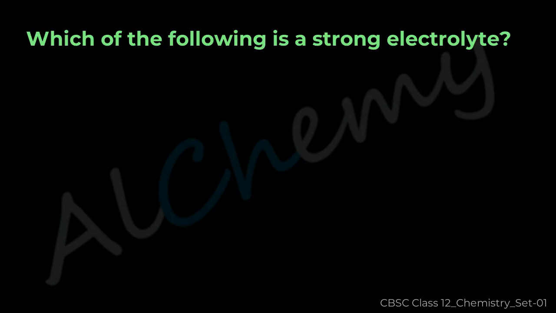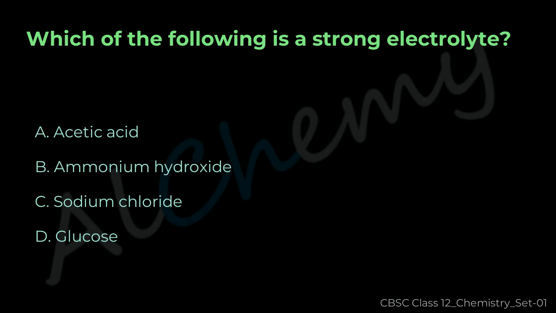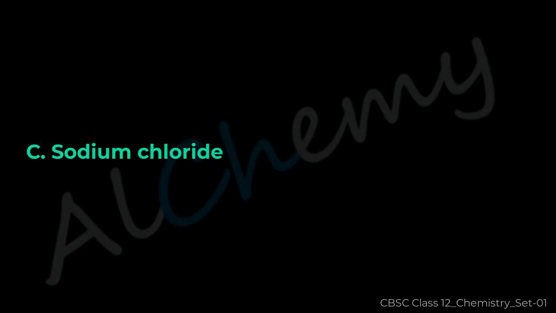Question 10. Which of the following is a strong electrolyte? A. Acetic acid, B. Ammonium hydroxide, C. Sodium chloride, D. Glucose. The correct answer is C.